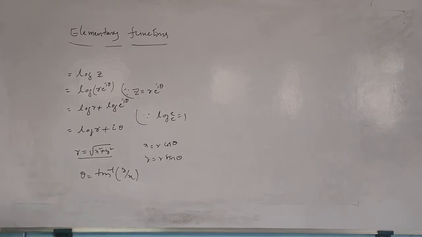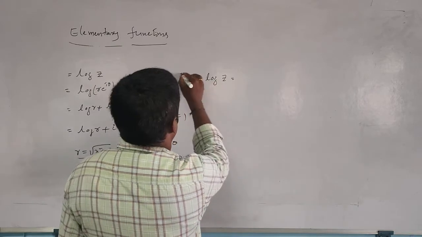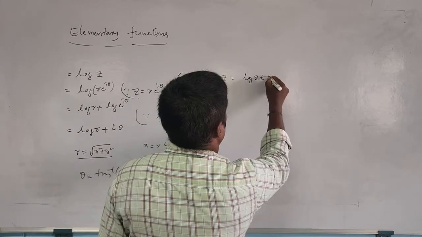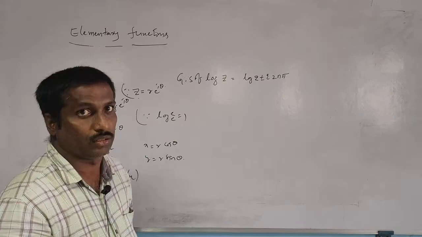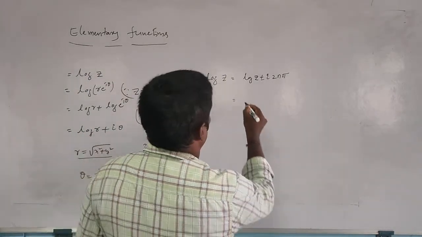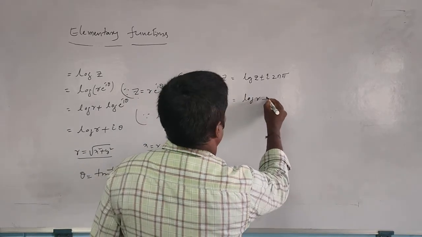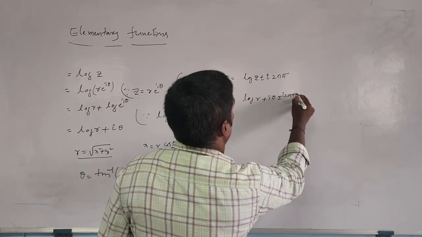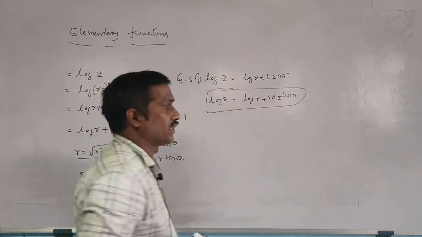The general expression of log z: log z = log r + iθ ± i2nπ. This is the required general solution of the logarithm function.